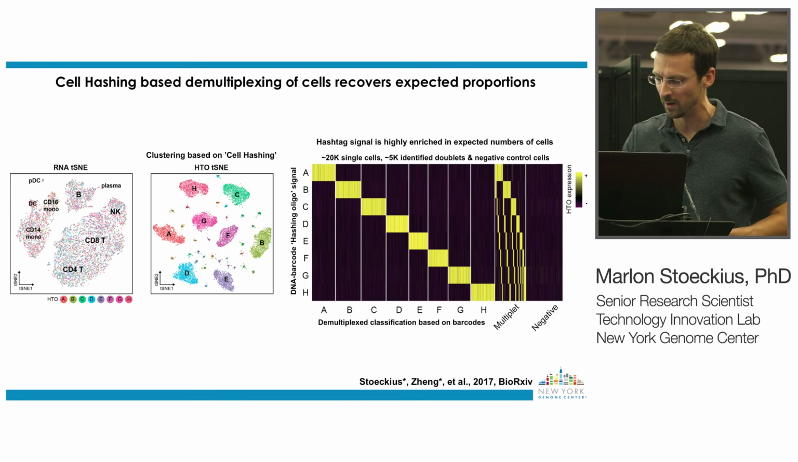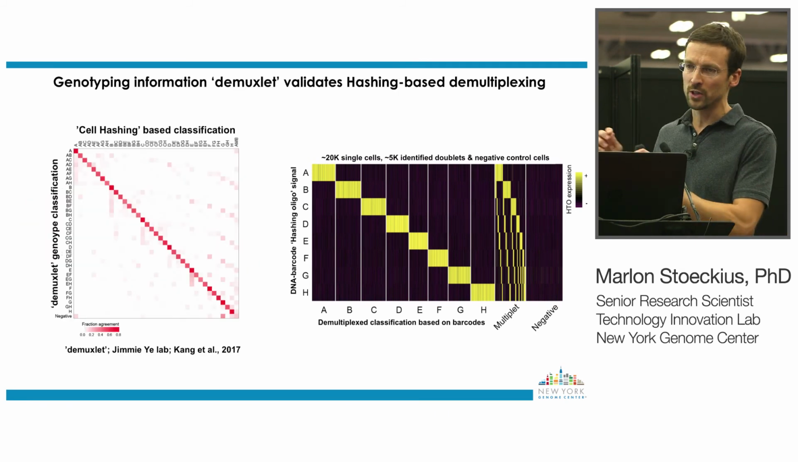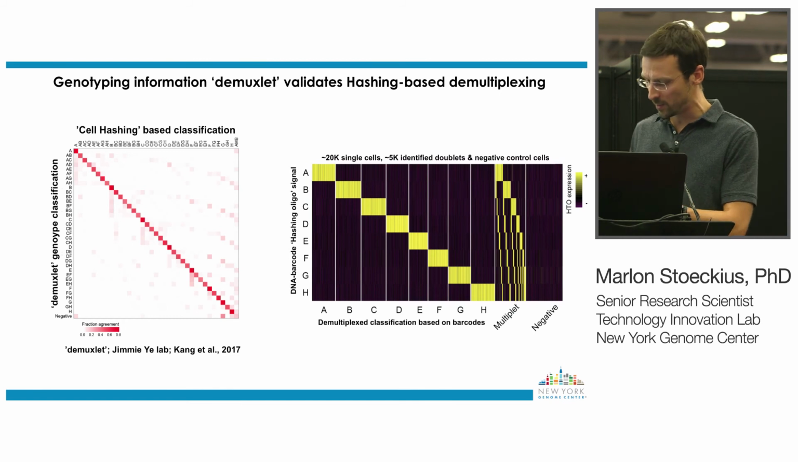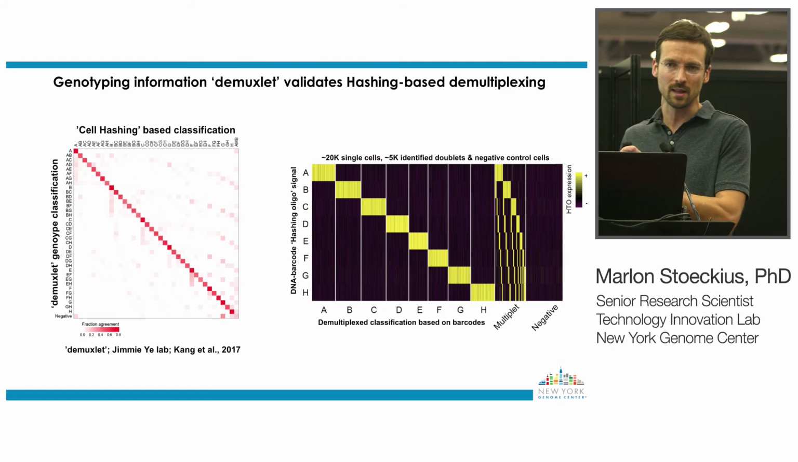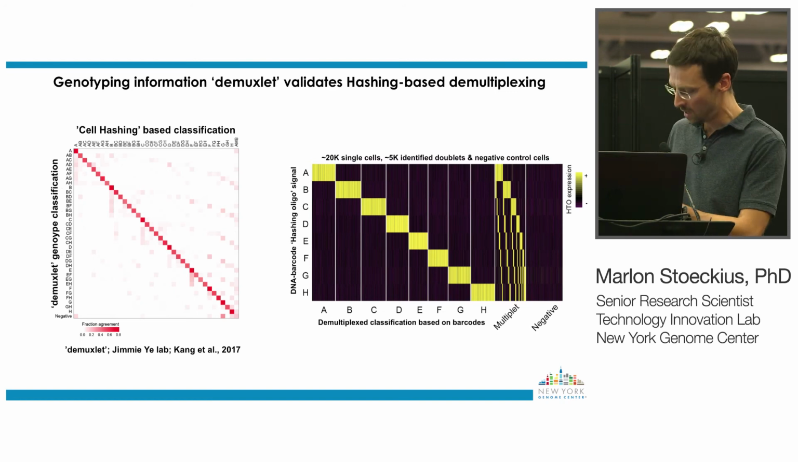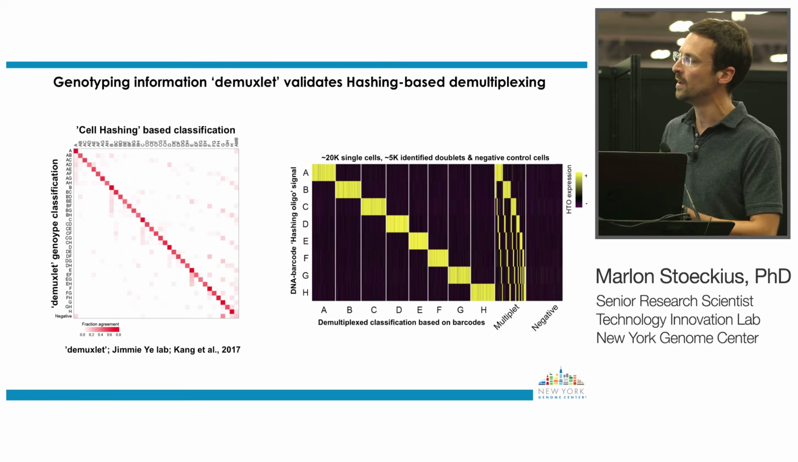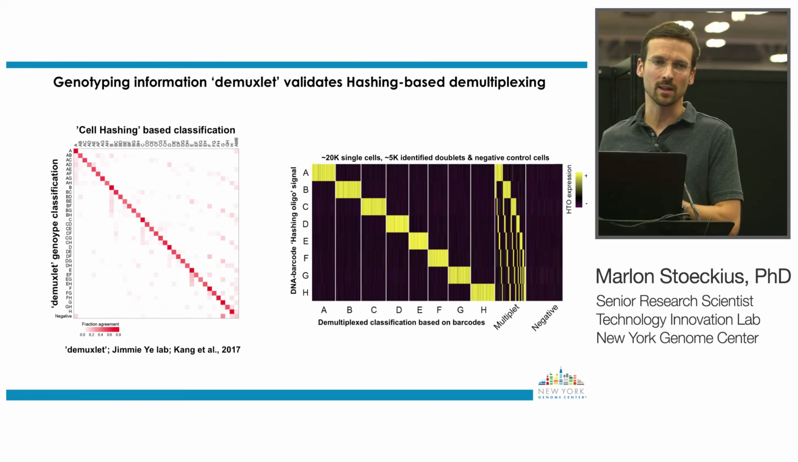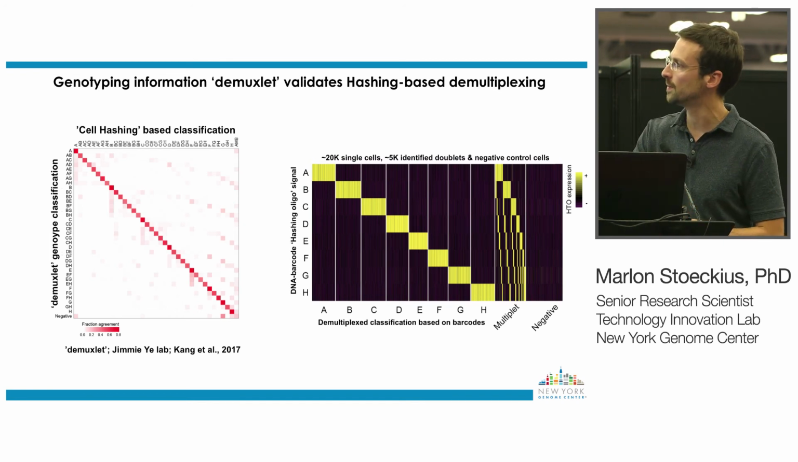So we spiked in a negative pool. Since we used genetically different donors, we could use a method that was developed by Jimmy G's lab at UCSF, which he called demultiplets, to demultiplex samples of genetically distinct donors. And you see that the overlap between the demultiplet classification of genotype and our cell hashing is very, very comparable. But we have, of course, the added benefit in this technology that we don't have to use genetically distinct donors.